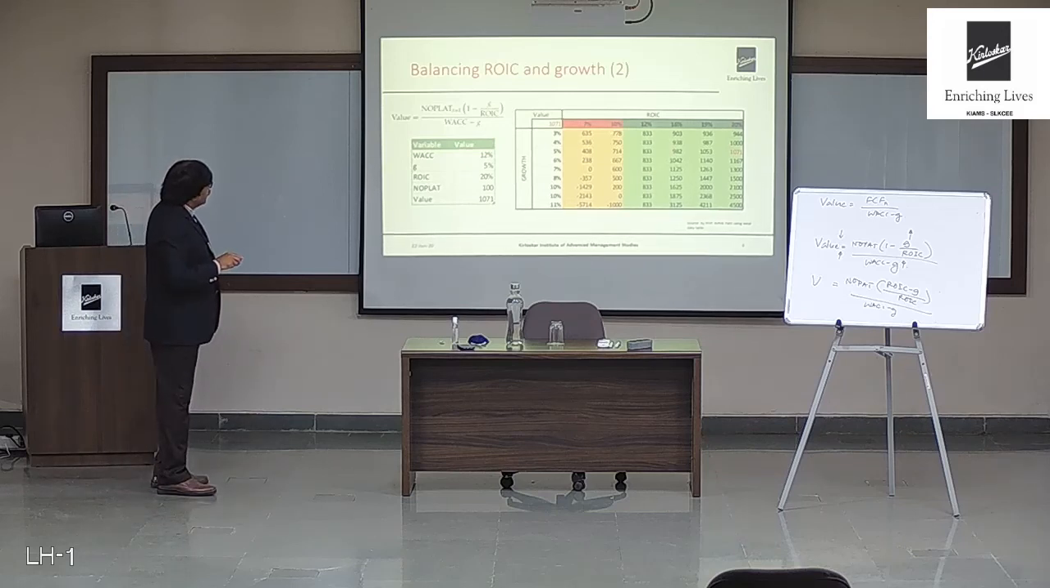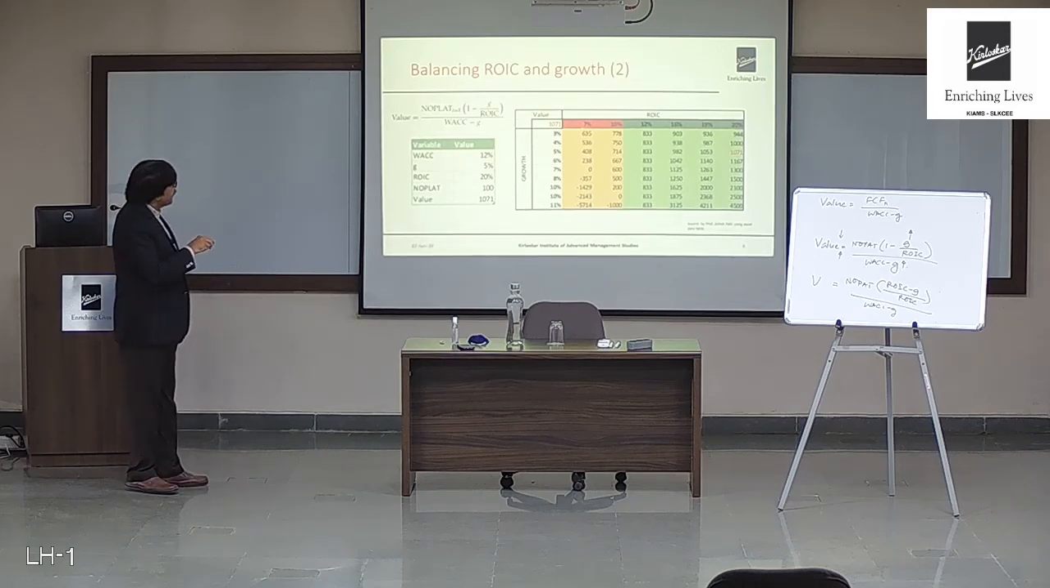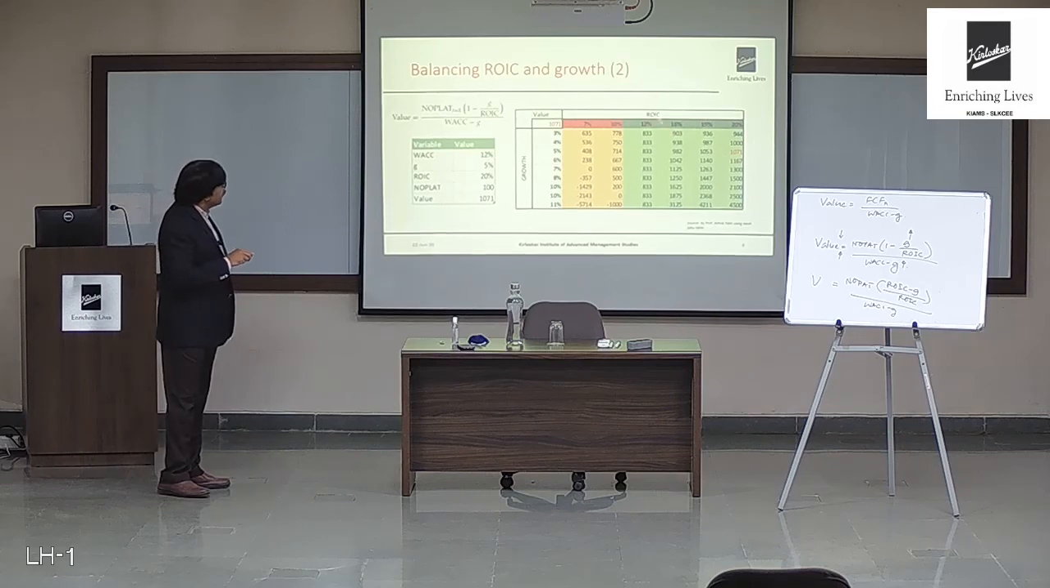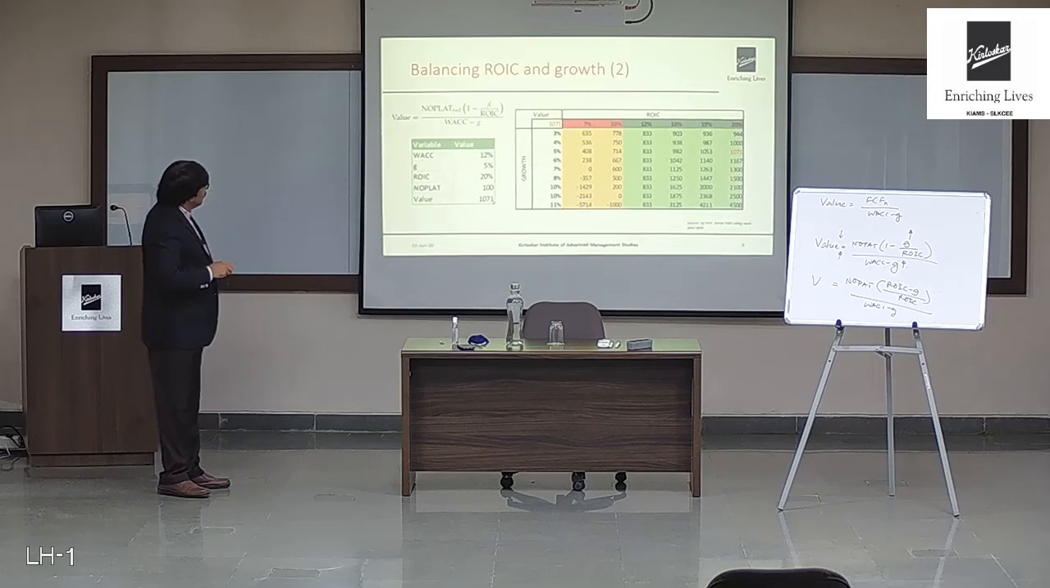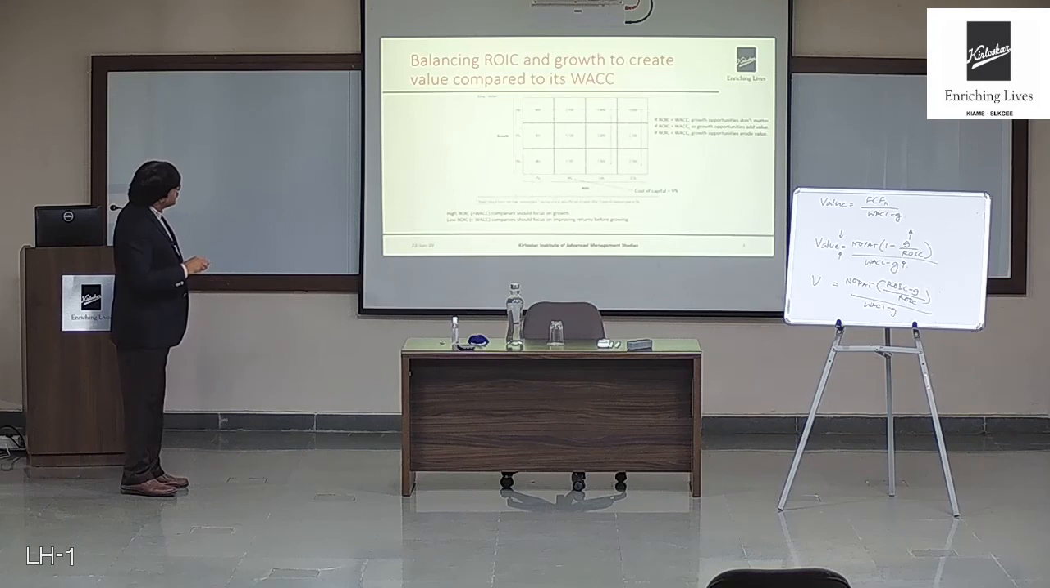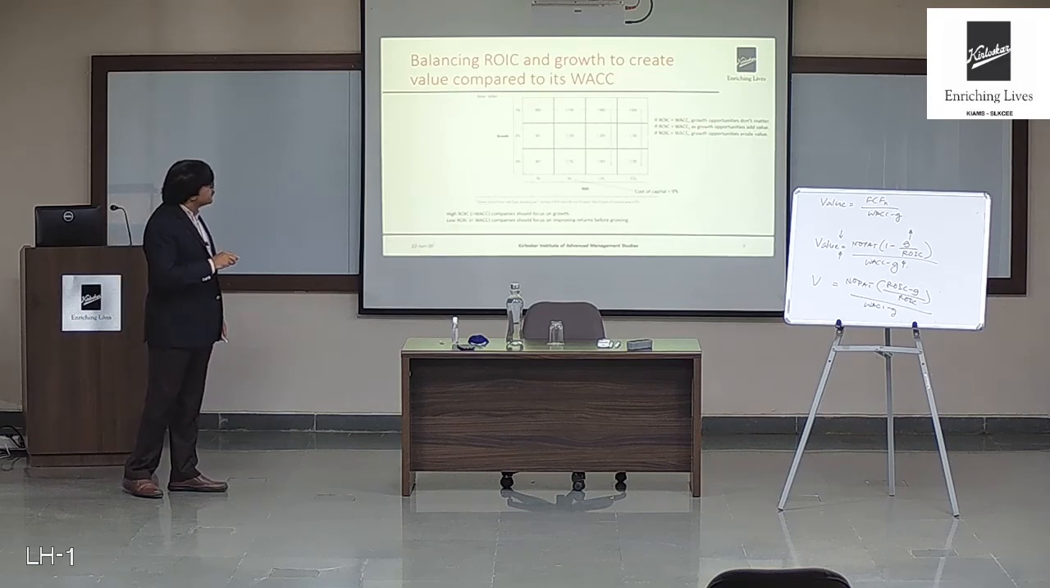On the other hand, when ROIC is less than WACC, so WACC is 12% and ROIC is 7% and 10% respectively, as the growth opportunities are there, you can see that the value is decreasing. So the value decreases if ROIC is less than WACC. But look at the other positive side. When ROIC is greater than WACC, you can see that the value is increasing. You can see that in this slide as well with a different example. If ROIC is equal to WACC, growth opportunities don't matter. If ROIC is greater than WACC, then growth opportunities add value. If ROIC is less than WACC, growth opportunities erode value.